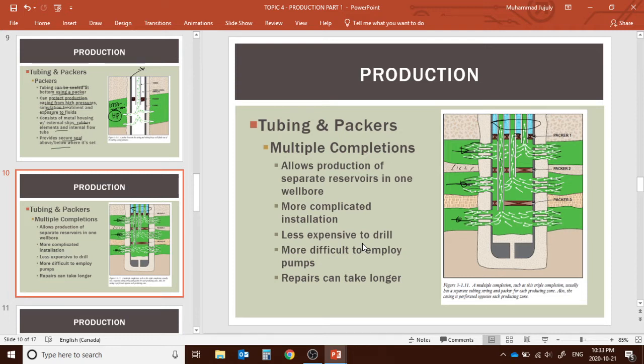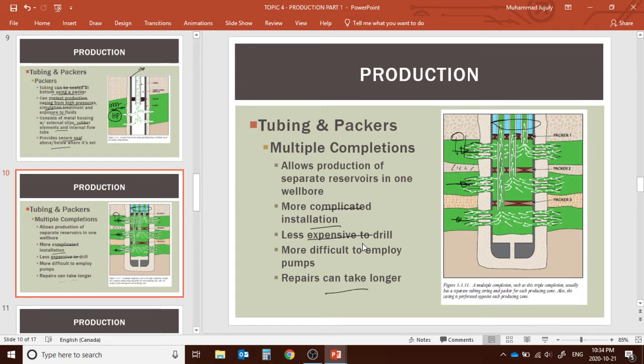Okay, so why do we do that? Just imagine you need to drill 3 different holes. Instead of that, you just drill one big hole, and then you can actually save your time. So it's more economic and it's cheaper, right? But it is more complicated for the installation, of course, but it's less expensive to drill. That's exactly why we do that, right?